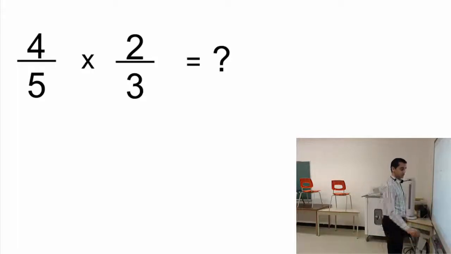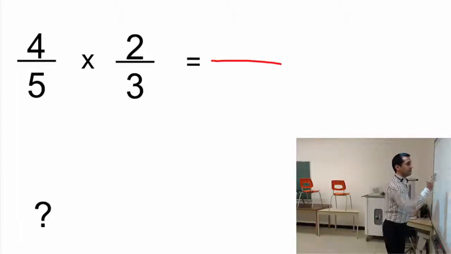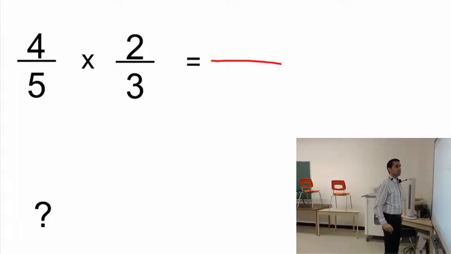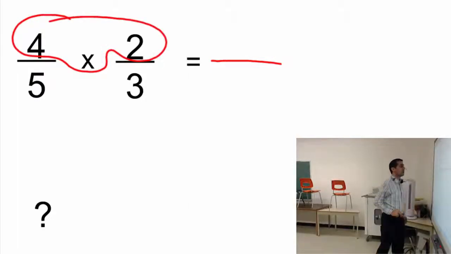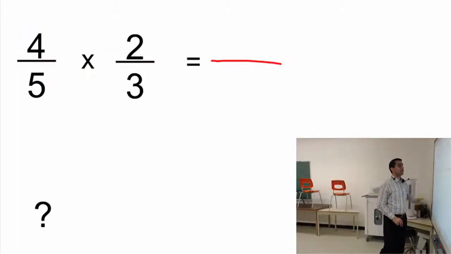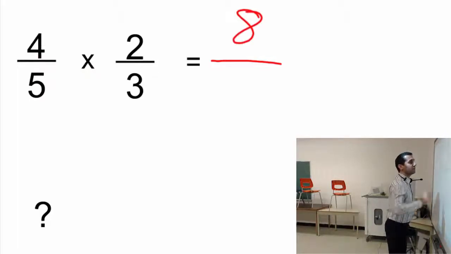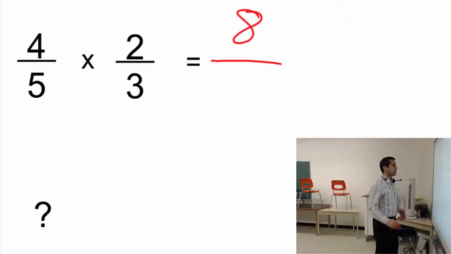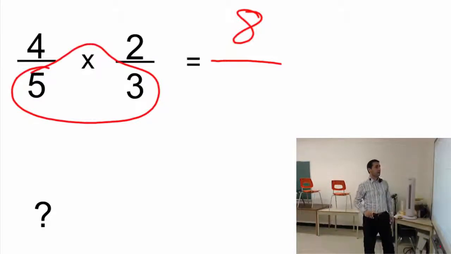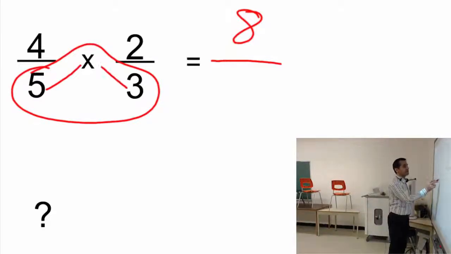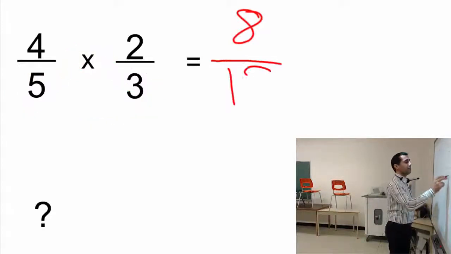When you need to multiply two fractions, first make sure you have the division line on top as a numerator. Just focus on the numerators here. That's 4 times 2. 4 times 2 is 8. Write that on top. In the bottom as a denominator, focus on that. 5 times 3, that's 15. Write down 15.